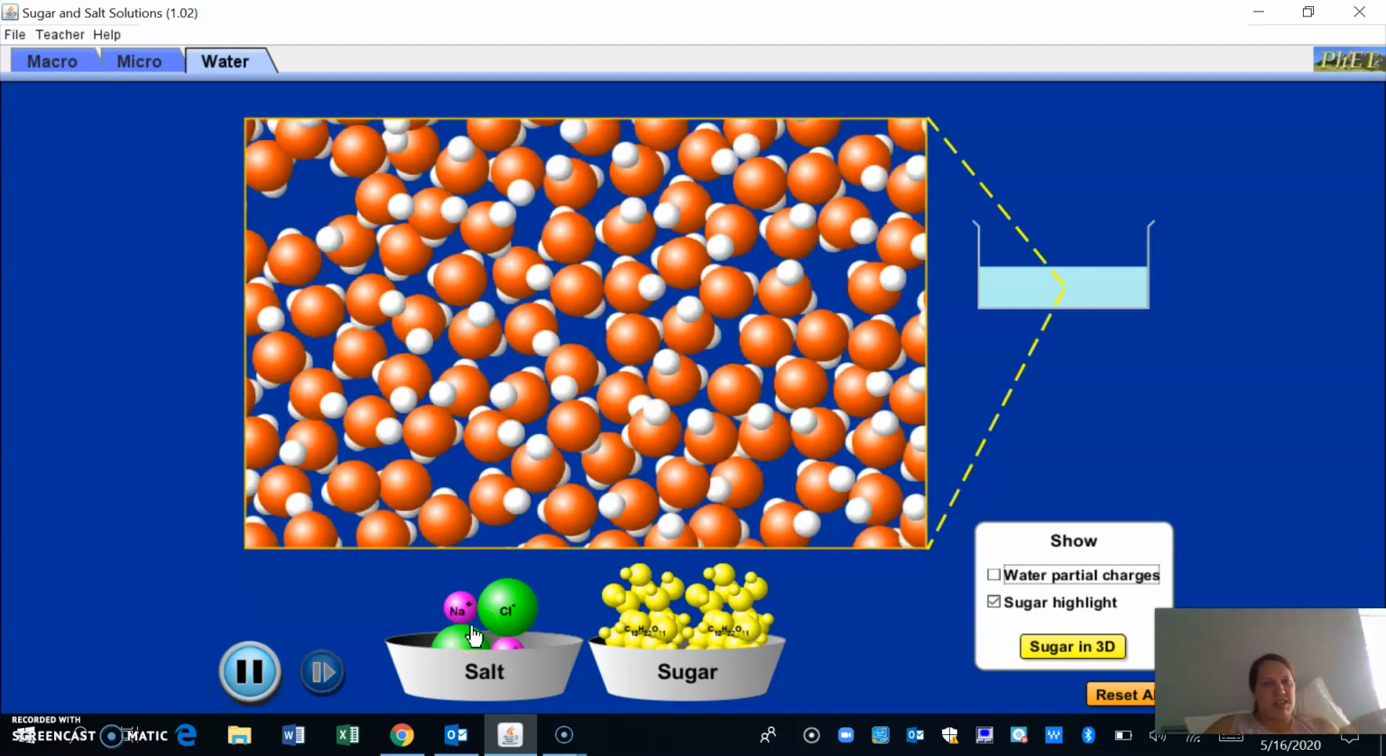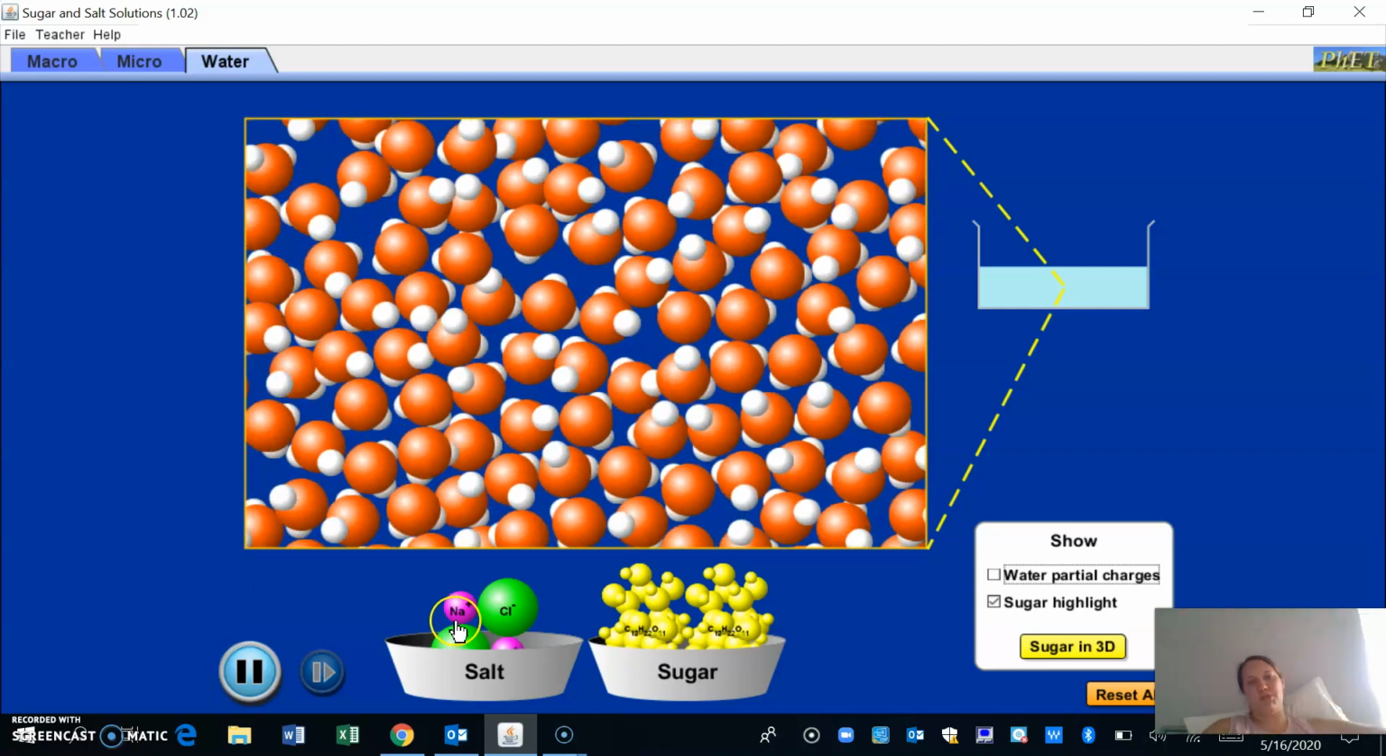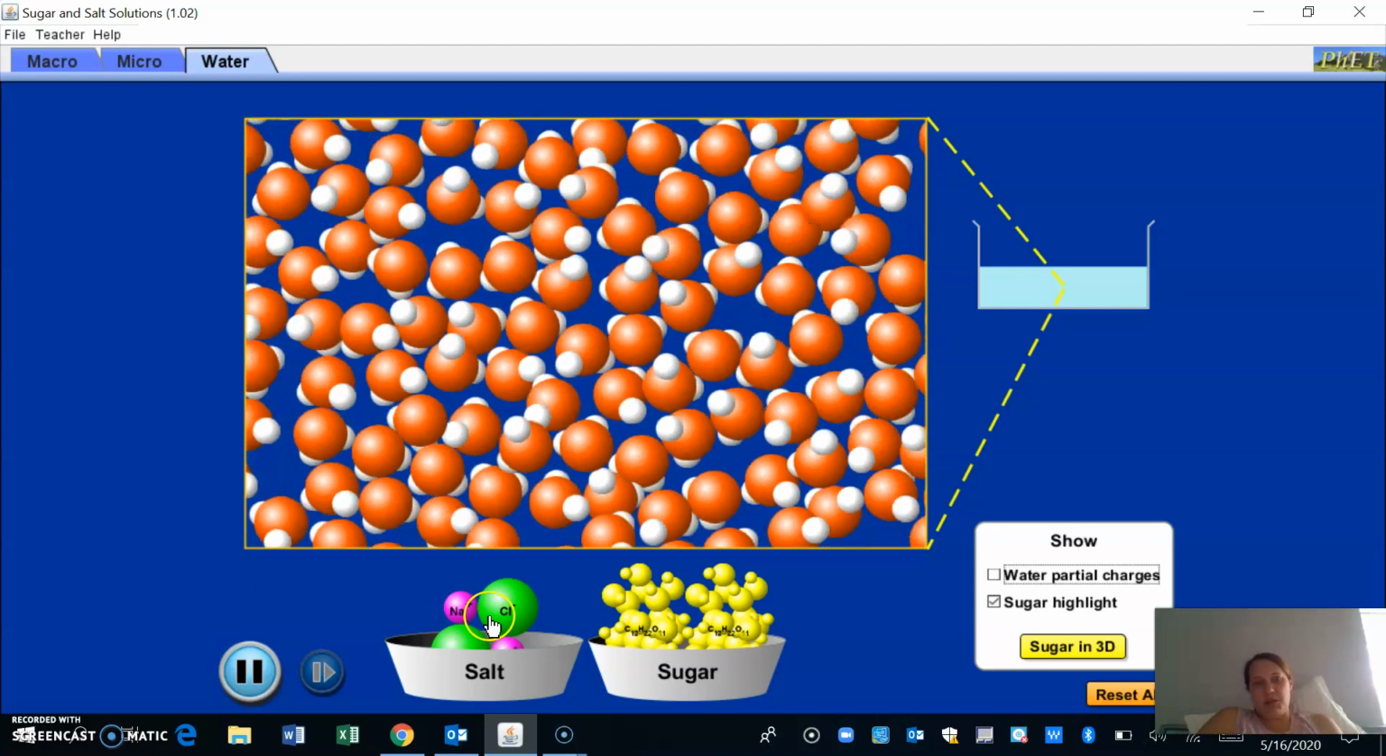They're not turning into a gas because in order to turn them into a gas, we need to break those intermolecular attractions so they can separate from each other. We just haven't done that. We haven't put the energy in to do that.